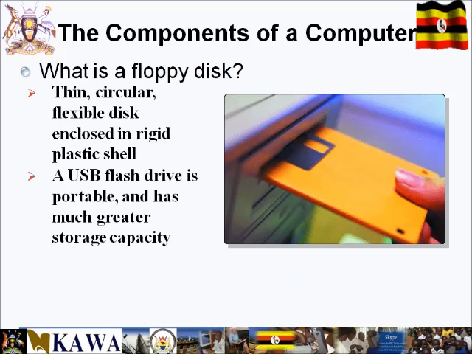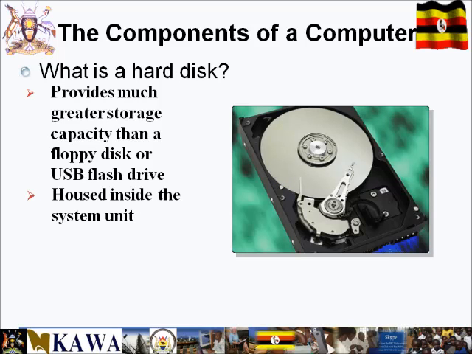We also have the old floppy disk, which is also storage media. The thin circular flexible disk enclosed in a rigid plastic shell. It's a USB flash drive. The USB is a portable one, which has much greater storage capacity. So when you compare other storage devices, here we have a hard disk, which provides much greater storage capacity than a floppy disk or USB flash drive, and it is housed inside the system unit.